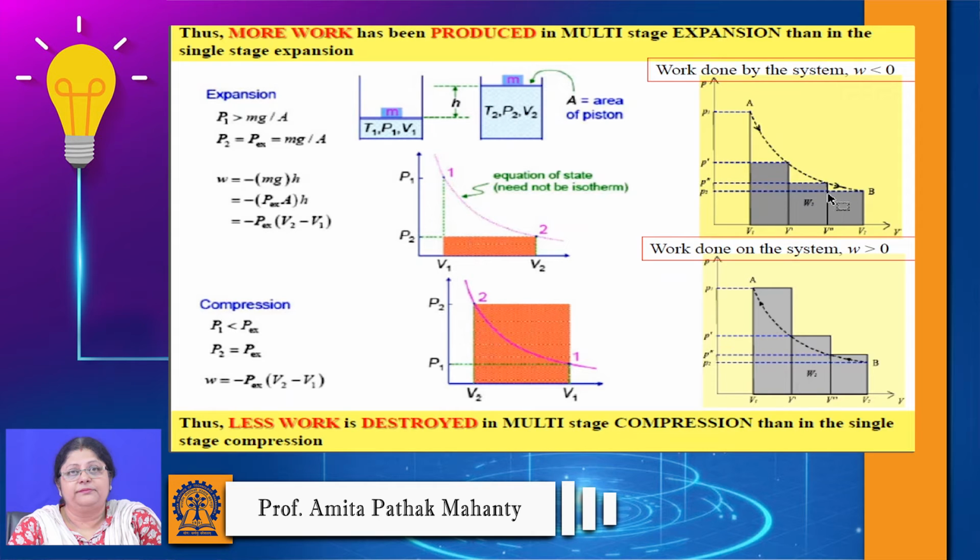Similarly, when I take another step from P double prime to P2, the volume change corresponds to V double prime to V2. So V2 minus V double prime will be giving me the volume change, and the pressure, what is the pressure? The final pressure is P2. So this shaded area will be my work done. Similarly, if I want to carry out a compression in the same manner, you see I have started from B to A.